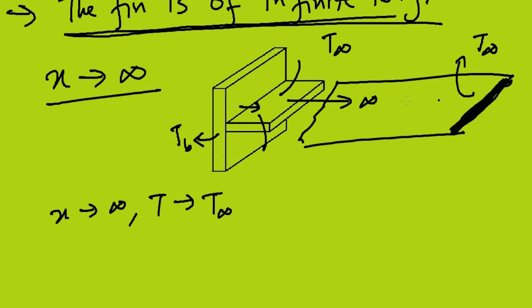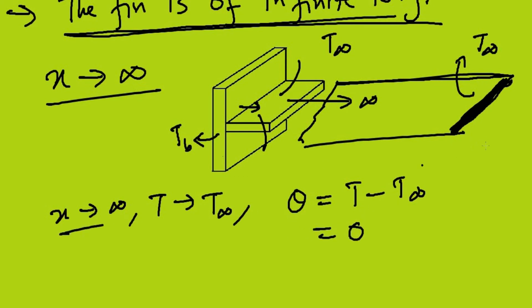That is, the fin tip will have the same temperature as that of the ambient. Because the length is infinite, the heat which is conducted from the base to the fin is getting convected away. All of the heat is getting convected away, and that is the reason why the fin is attaining the temperature T infinity. So what does this mean? Theta was equal to T minus T infinity. This was the definition of theta. So if T tends to T infinity, this will be 0. So theta will be 0 when x tends to infinity.